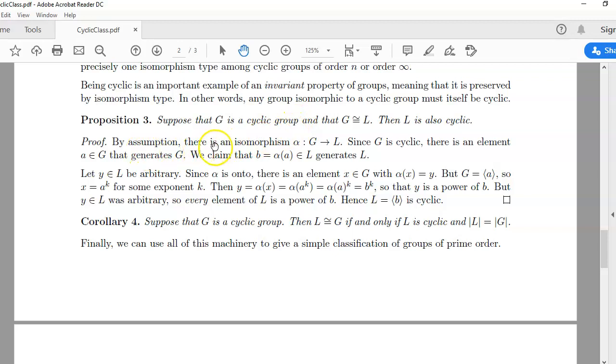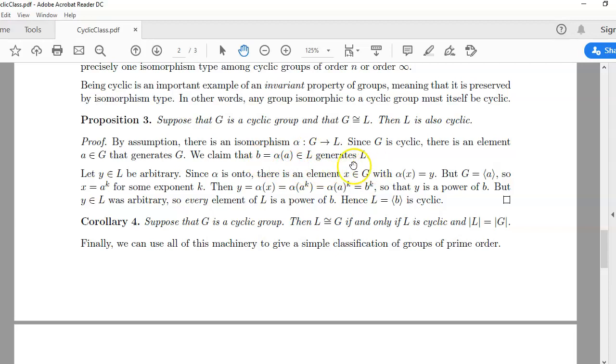So by assumption, there's an isomorphism from G to L. Call it alpha. Alpha goes from G to L, and it's an isomorphism. Now, since G is cyclic, there must be an element that generates it. I claim that if you take a generator for G, call it A, and watch where A goes under your isomorphism alpha, so map A into L and call the result B, that element will have to generate L, and that proves that L is cyclic. In other words, an isomorphism must map a generator of G into a generator of L. But I have to prove that.